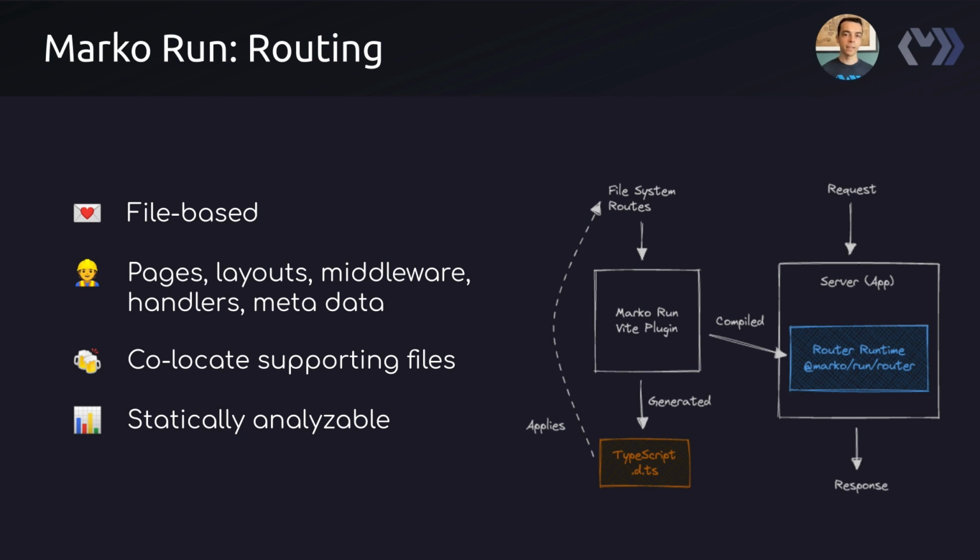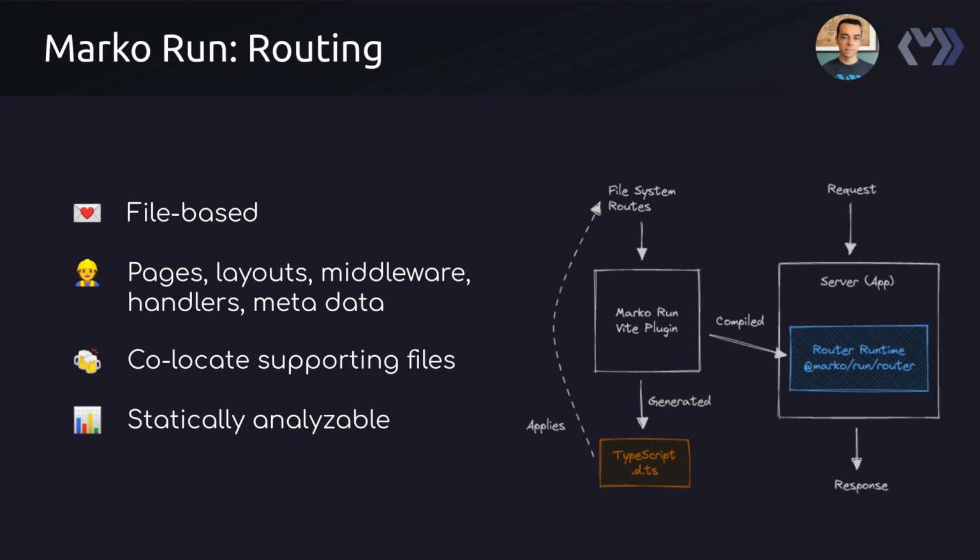This makes co-locating related files, including styles, tests, documentation, storybook stories, and of course other components, easy and safe. And all of this is statically analyzable, which provides many benefits. One of them being that we're able to produce optimal route matching code. In fact, Marko Run compiles your file system routes into an optimal trie-based router. It's actually just a series of nested if statements matching the individual portions of your route structure. It's pretty much as fast a route matching system as you can get.